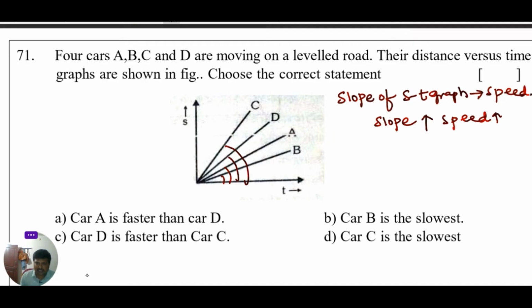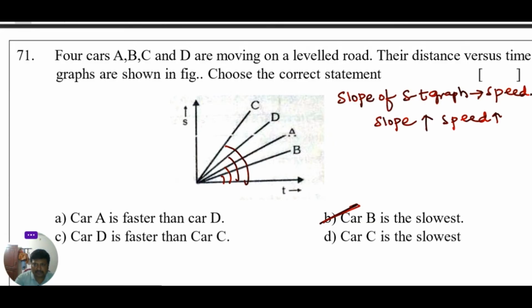So here the option car C is not there. Now observe car B. Car B is the slowest one. So option B is the right answer. Slope of the ST graph gives speed. The greater the slope, the greater the speed. Here the slope of car C is greater, so car C is faster, but that option is not there. So go to the slowest one. Car B is the slowest one.